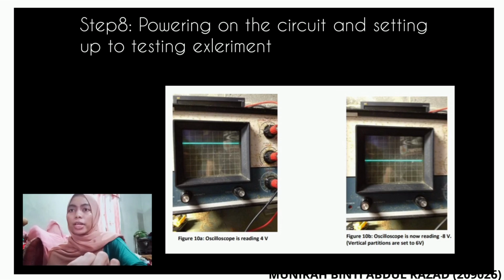Step 8. Powering on the circuit and setting up a testing experiment. Turn on the power supply and turn the input voltage to 15. Turn on the function generator and set the amplitude to 4 volts. See figure 10. This is an arbitrary value used for the experiment. Turn on the oscilloscope to read a value for the output of the circuit. In the experiment conducted for example purposes in this document, the output should read -8 volts, as seen in the figure.